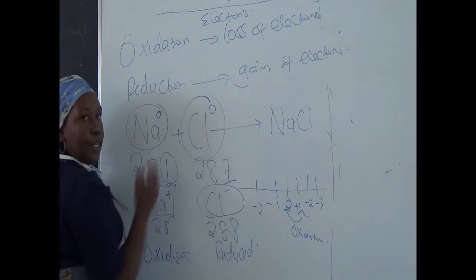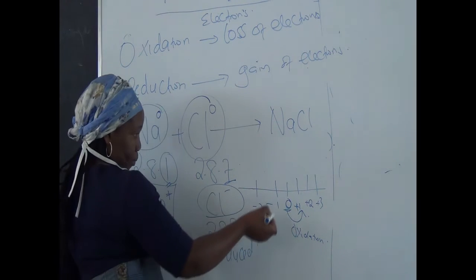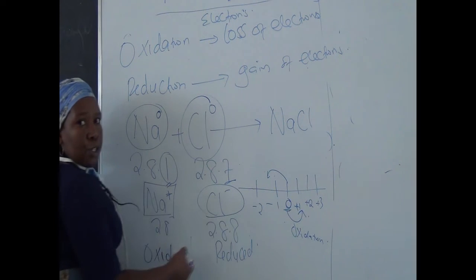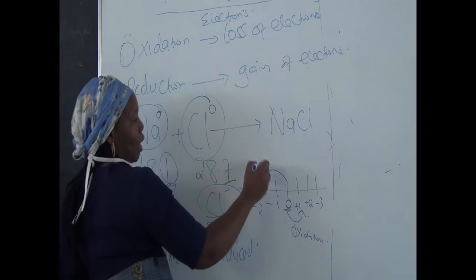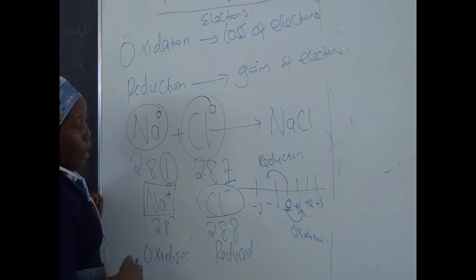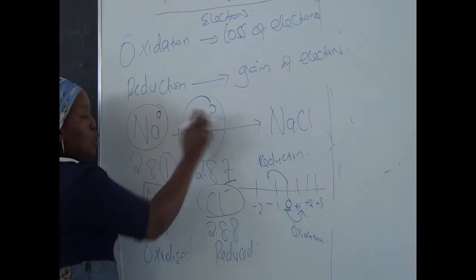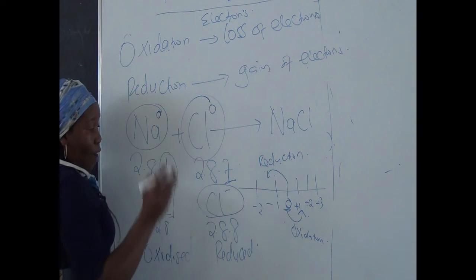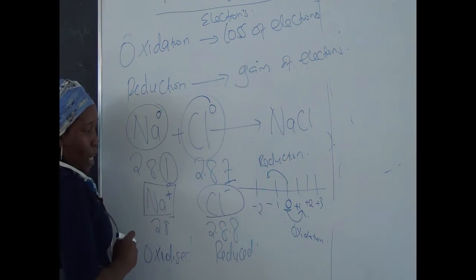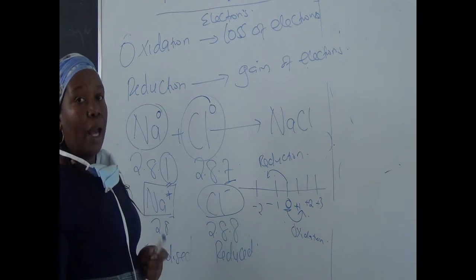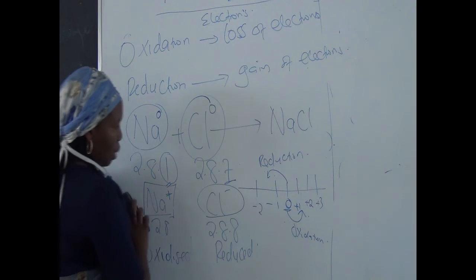Then we had 0 for chlorine, and we have moved on the negative side to negative 1. So we have reduced. That automatically becomes reduction. So that is a simple way of remembering where oxidation has taken place and where reduction has taken place. Once you know the oxidation state of the atoms before and after the reaction has taken place, that will guide you to identify where reduction and oxidation have taken place.